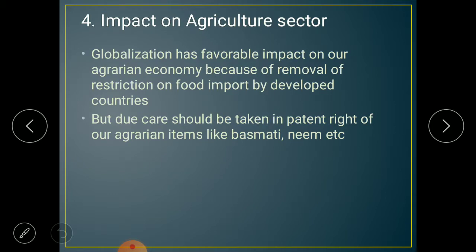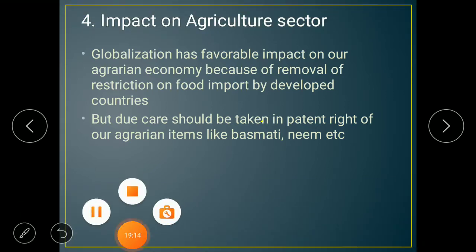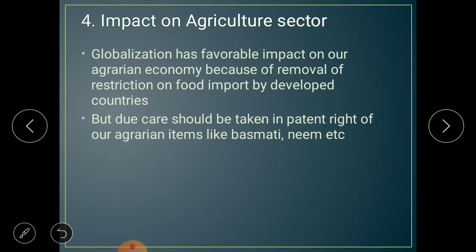Then next is impact on agriculture sector. Globalization has a favorable impact on our agrarian economy because of removal of restriction on food import by developed countries. See what is written here, that our economy is an agrarian economy. Agrarian economy simply means an economy which is dependent on the agriculture sector, not on the manufacturing sector and not on the service sector. Yes, since independence, India has had an image of an agriculture oriented economy, not an industrial economy.